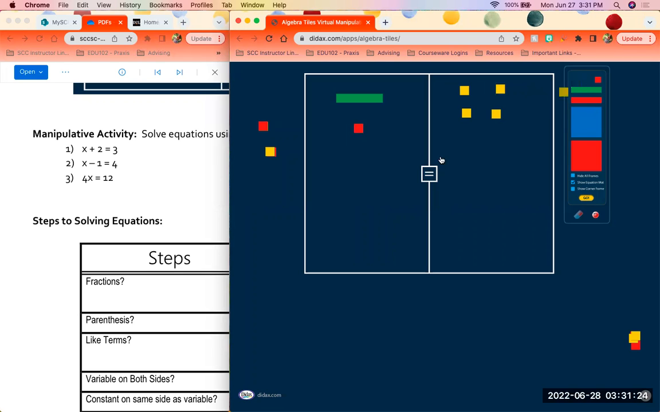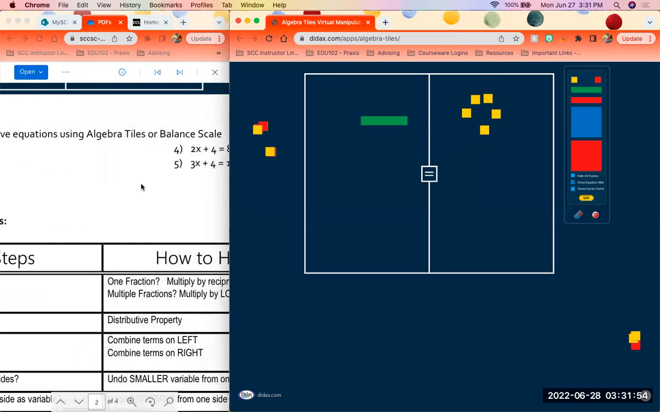So to undo a red square, I'm going to put a yellow square on there. Those will then cancel. And then because I put a yellow one on the left, I also need to put a yellow one on the right. Nothing cancels over here, but this tells me that 1x equals 5 positive. So x equals 5.